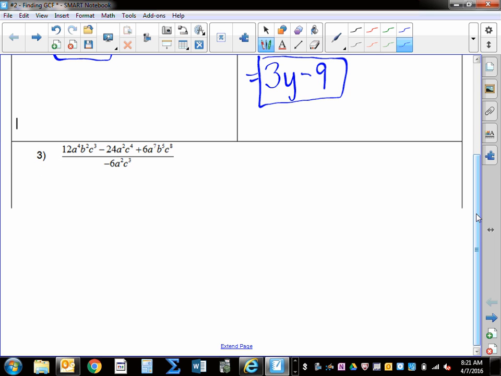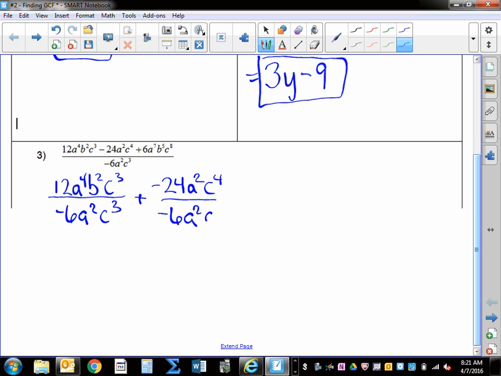Remember, we have to do each individual term. So I have 12a to the 4th b squared c cubed over negative 6a squared c cubed. Then we have negative 24a squared c to the 4th over negative 6a squared c cubed. Then we have 6a to the 7th, b to the 5th, c to the 8th over negative 6a squared c cubed. Pretty long one. Let's just take it a piece at a time.